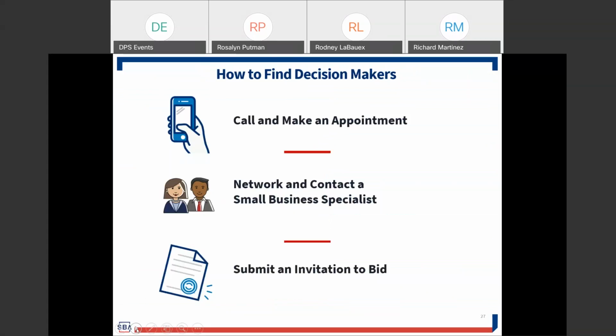Now, the government advertises all of, I believe it's the next slide, but they advertise via beta.sam.gov. So that's where all federal contracts over 25,000 is listed. Network and contact the small business specialists. Like I mentioned earlier, the government has kind of like an in-between person between you and the contracting office. The contracting officer would be your small business specialist. Submit an invitation to bid.